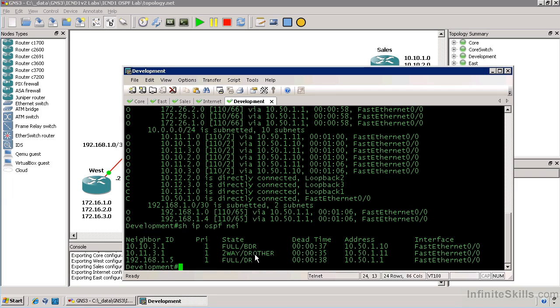The two-way DR other state basically means I see you over there. I know that I can talk with you. We are technically neighbors, but I'm not exchanging routes with you directly because we're on a shared access link and you are not the DR or the BDR. And again, we won't get too far into DRs and BDRs here at the ICND1 level, but I did want to demonstrate that functionality in the lab. And of course, if you're playing along at home, you can experiment with all of this to your heart's content. But for the time being at least, that concludes our lab on implementing OSPF.